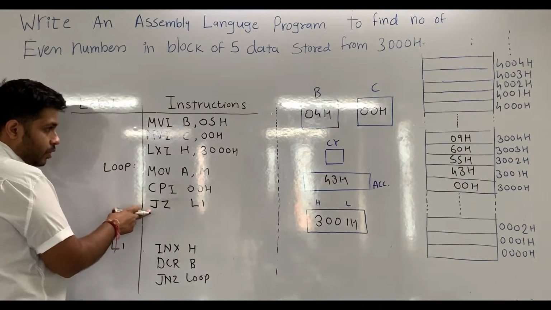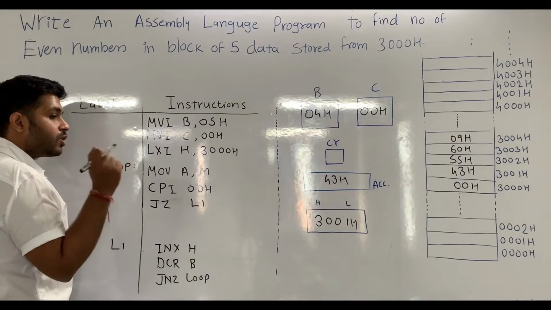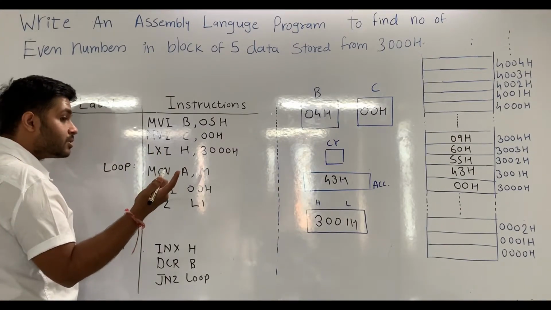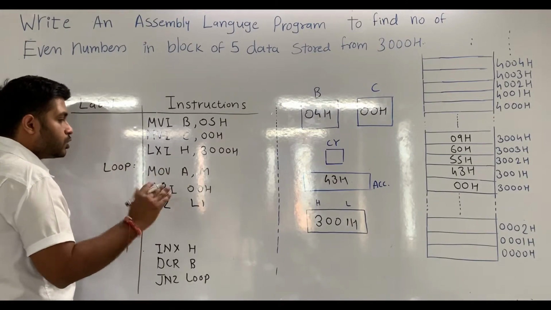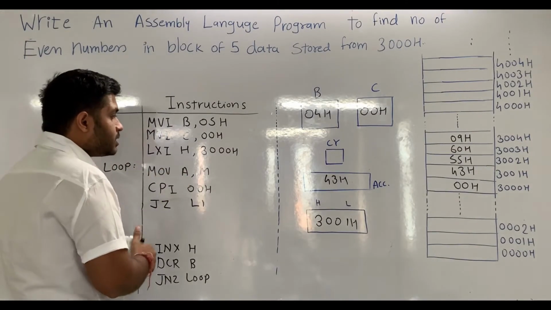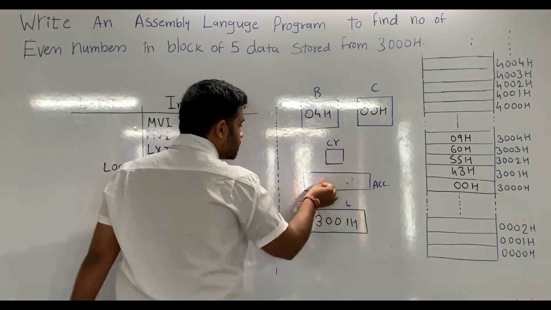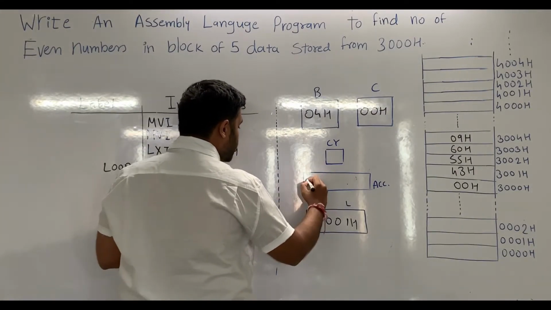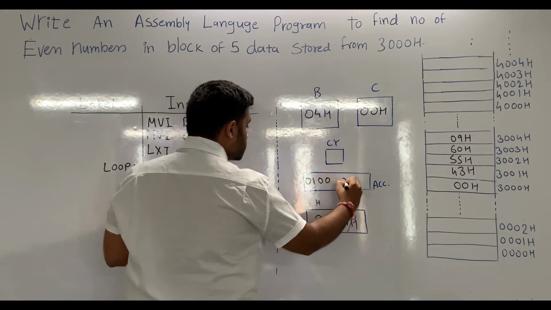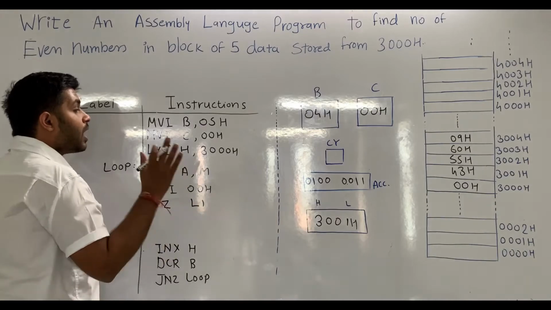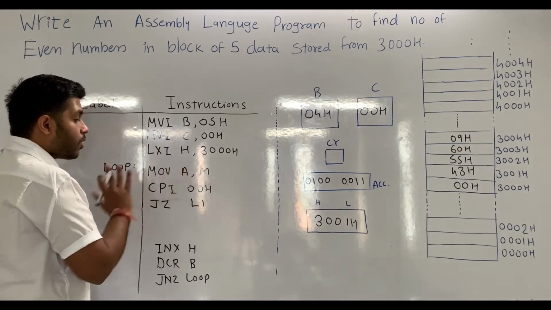not be set. So when the number is not 0, in that case we are going to find whether the number is even or odd. To check that, let's represent this number in binary. Let's represent the 43H in binary. If you convert it into binary, you will get 01000011.